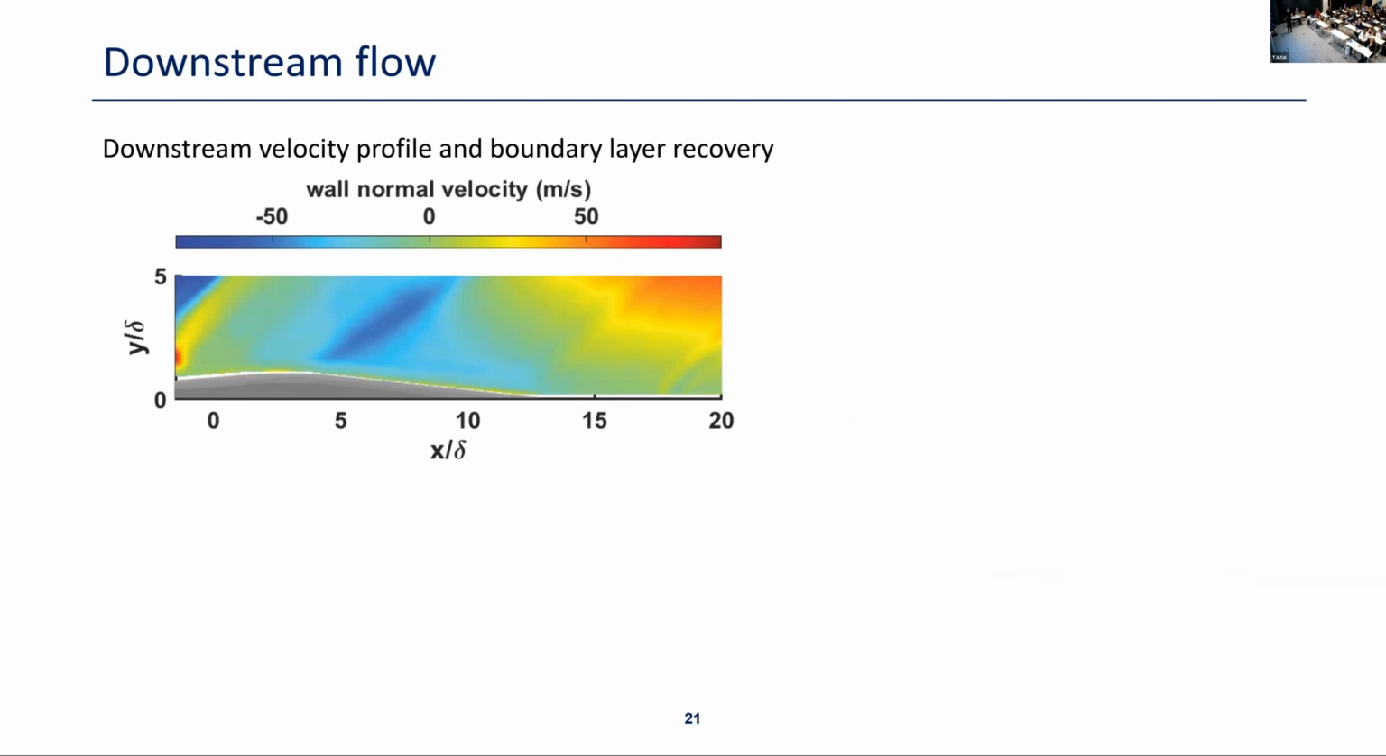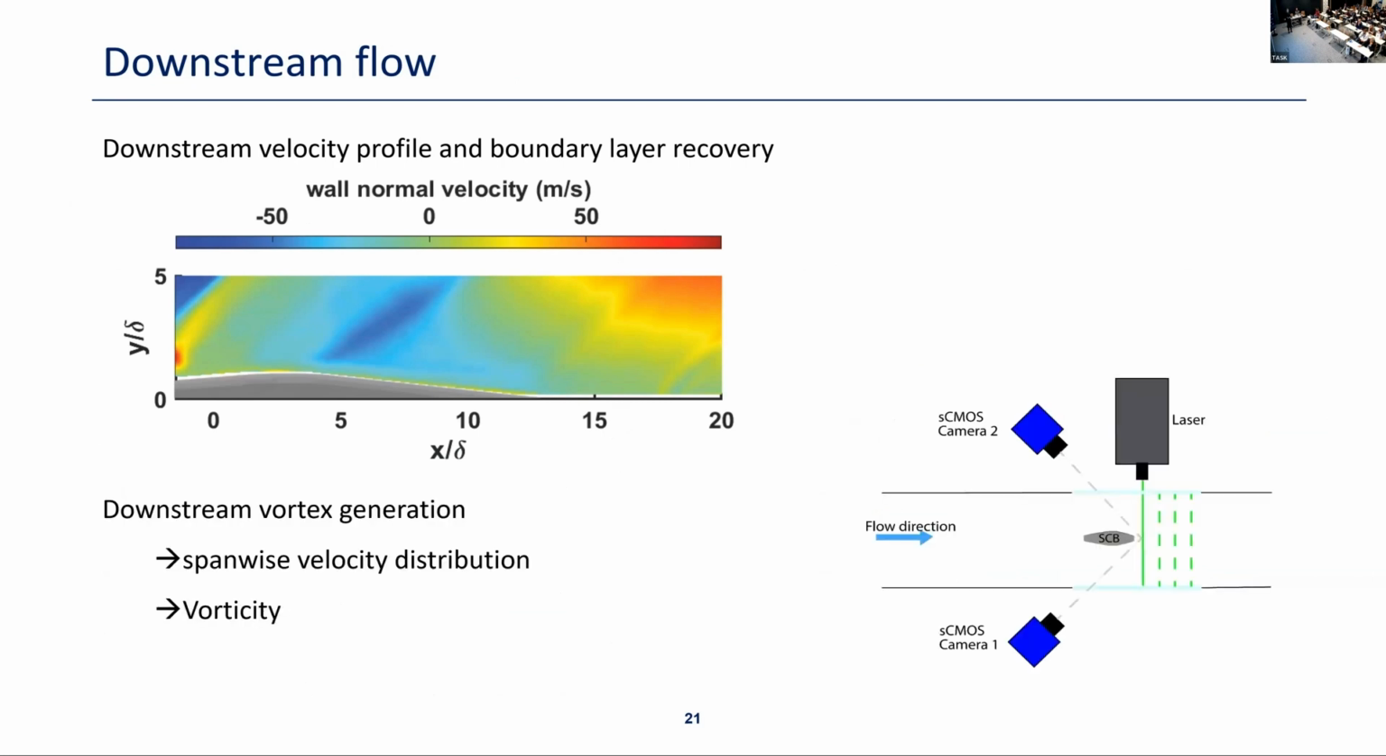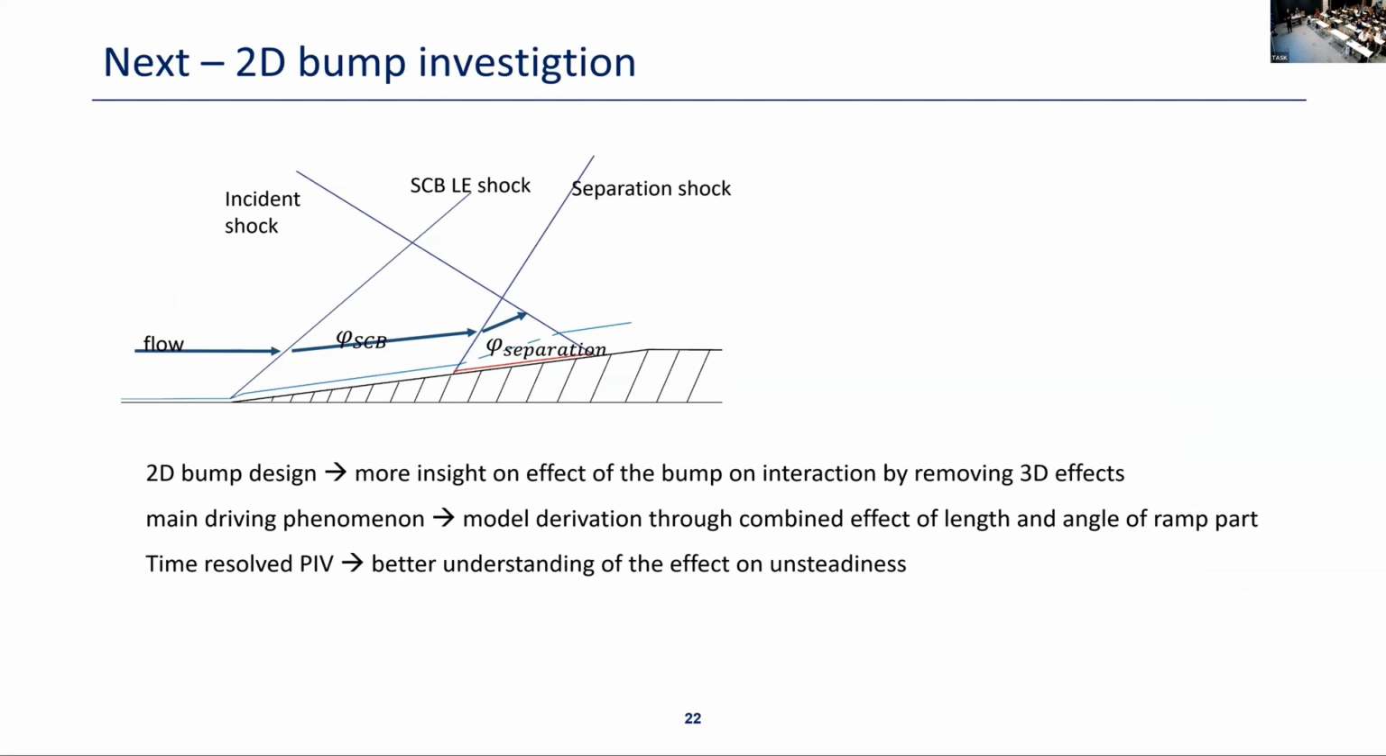Now, what I will add to this study is how the flow is behaving downstream of the interaction and downstream of the bump. I also have some data from the span-wise velocity distribution to better understand how the velocity is developing downstream of the interaction. And I think the most exciting part is really understanding how the bump is changing the interaction physics.